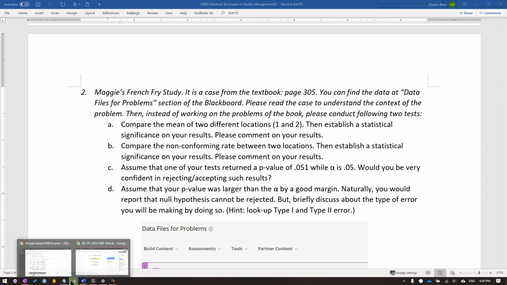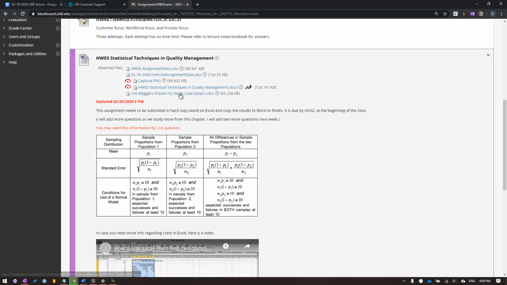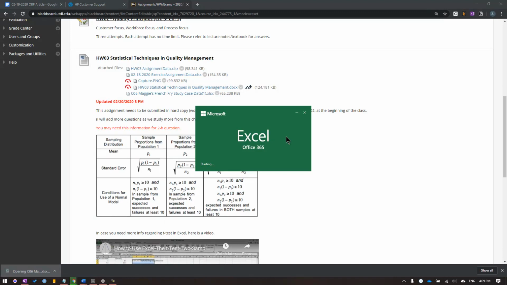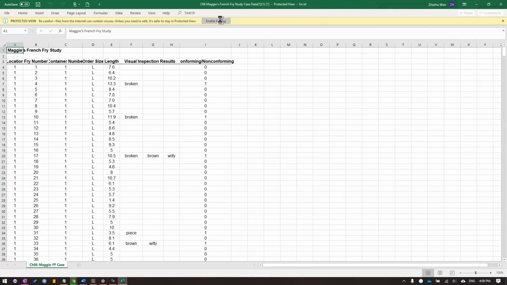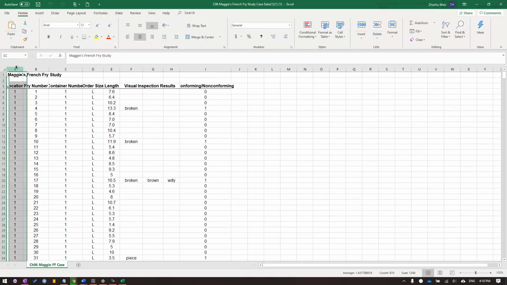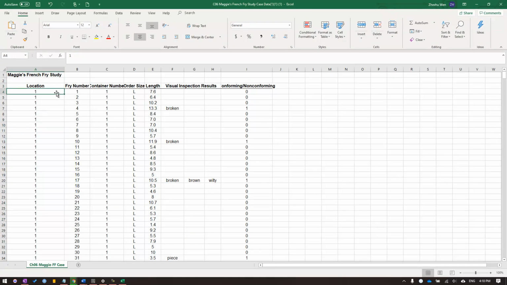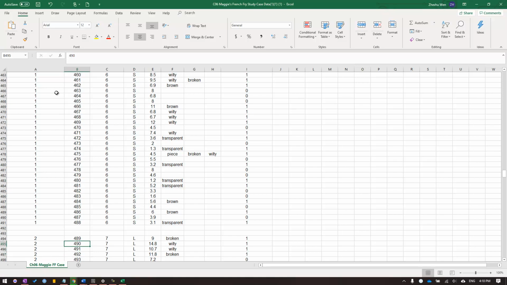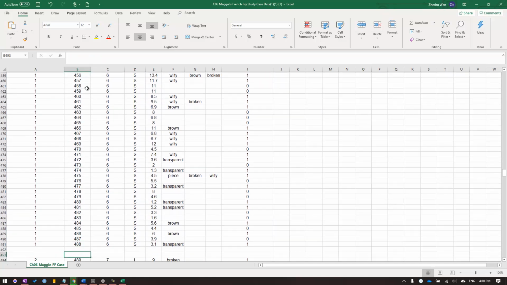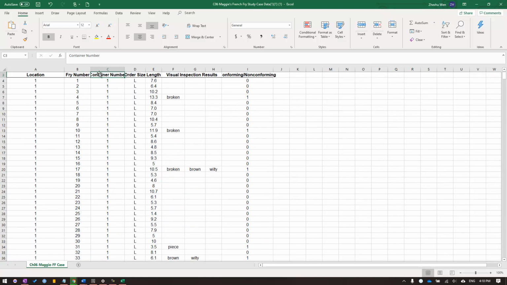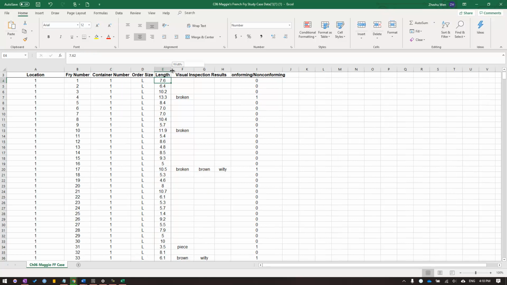So if you open up the data, let me see where the data is. Okay, let's open up the data. It's taking some time. Okay, now we got the data. So if you look at this particular data, you have a location variable ranging from 1 and 2, right? There's a divider here. It's very convenient. It helps you jump around. Make sure you click Control and arrow key. It will help you jump up and down. And you have a fry number. I think it's more like an identification number, right? And then this is your container number, order size, and length.